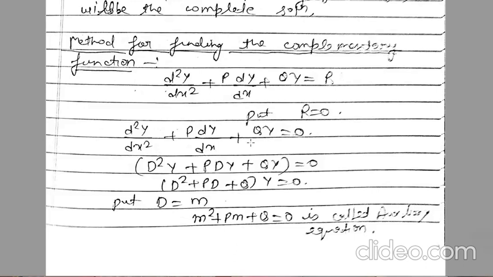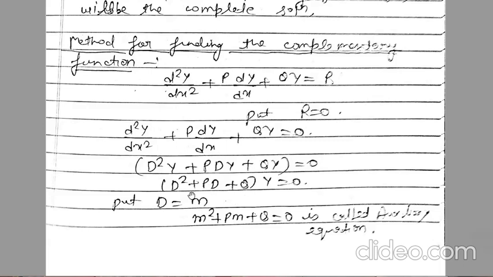As I told you about the notation, d upon dx you can write as capital D, and d2 upon dx2 you can write as D square. So D square y plus p Dy plus qy is equal to 0, that is, D square plus pD plus q of y is equal to 0. Now to solve this, this is your quadratic equation, second order. We will discuss only the second order here.